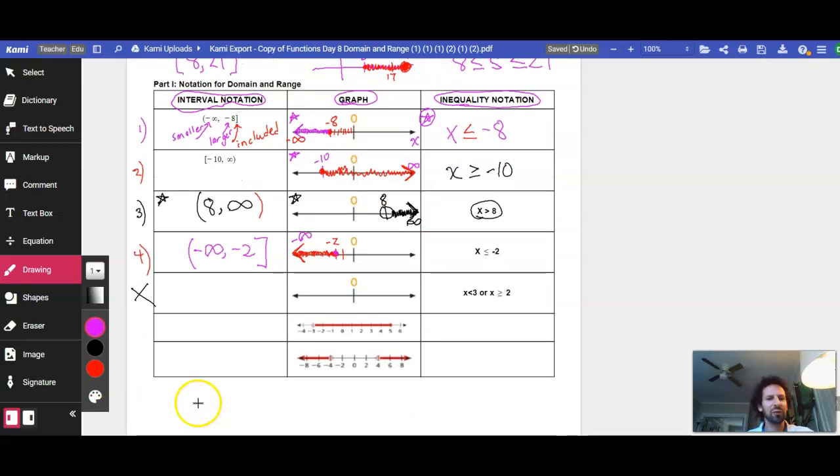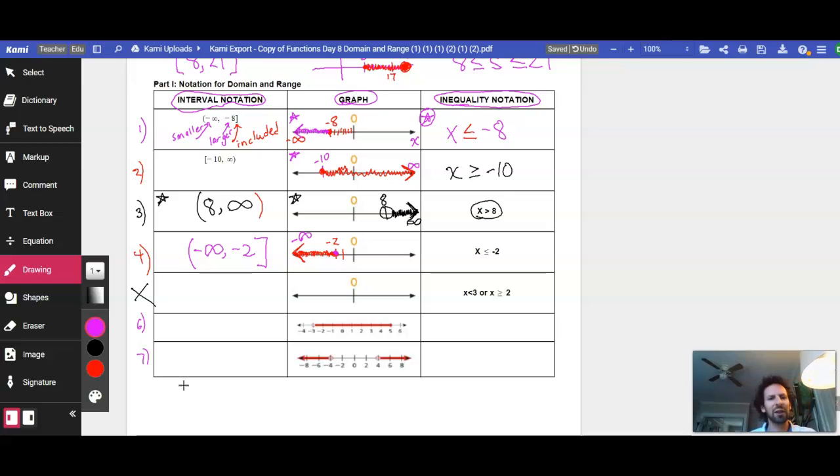let's move down, take a look at a couple more examples. I think maybe we'll do these two right here. We'll do 6 and 7. And then you can try some in the homework on your own.